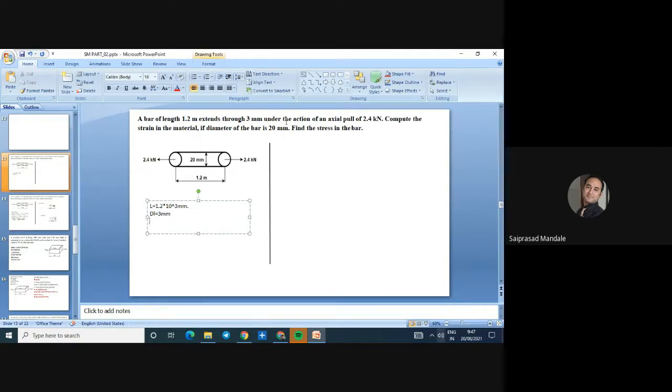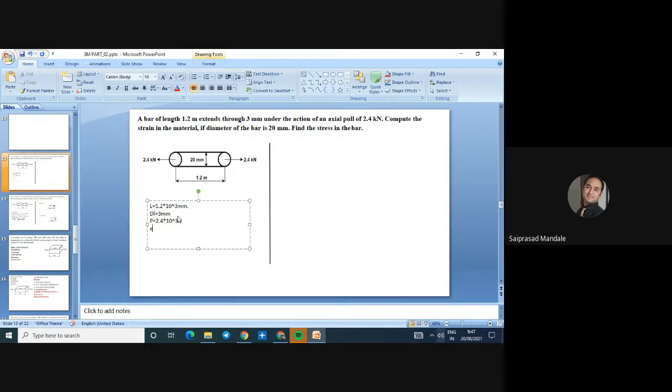Next, under the action of axial pull. So what is this axial pull? P, capital P, is given to us. It is 2.4 kilonewton. How to convert kilonewton into newton? Into 10 raised to 3, newton. Perfectly correct.